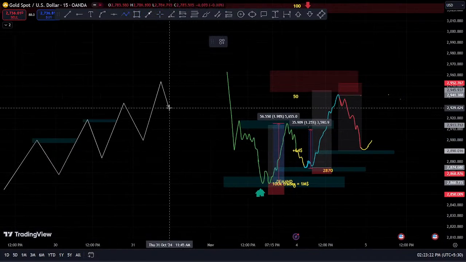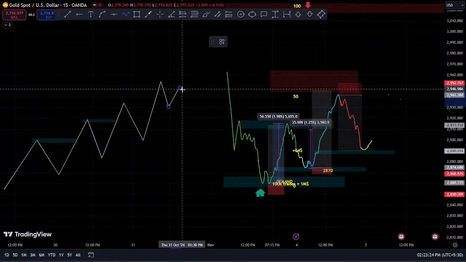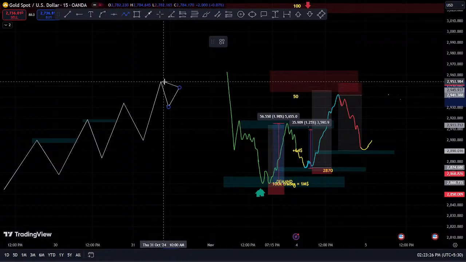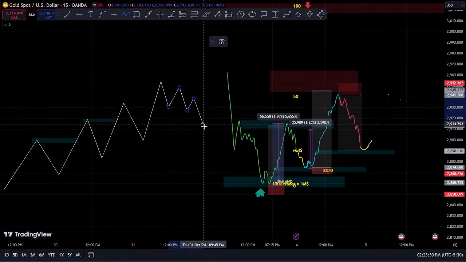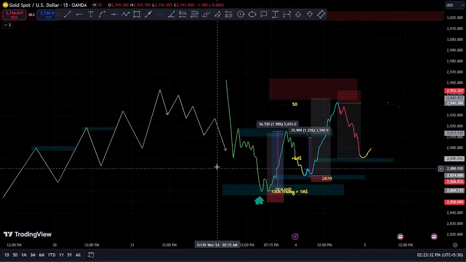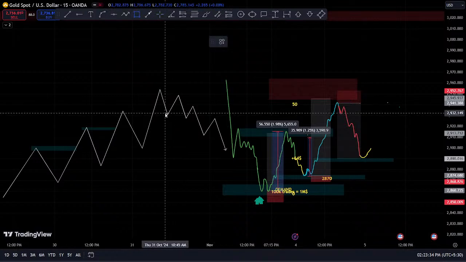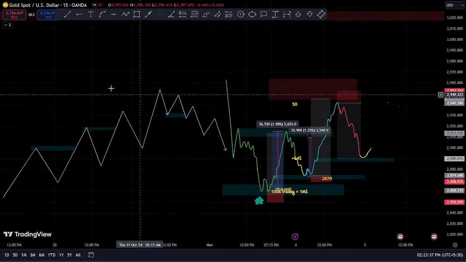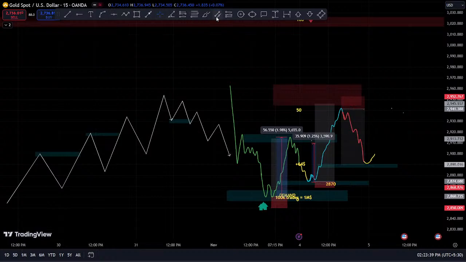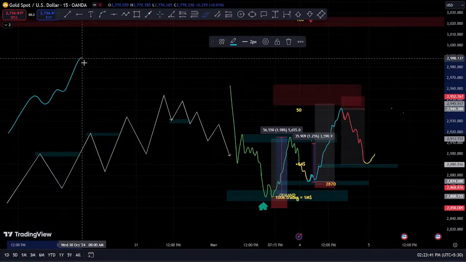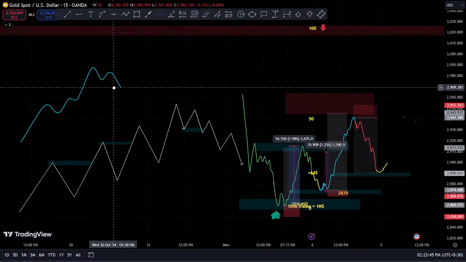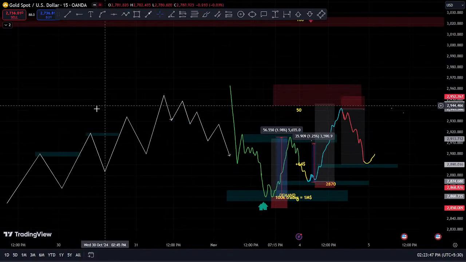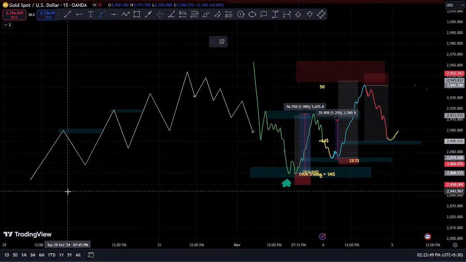So let's imagine the price starts to go back a little bit, but it fails to break this area, and eventually it breaks the low. So what do we call this? This is a change of character. A change of character occurs when the price forms a structure but fails to do its job. So what is the job of this particular low?